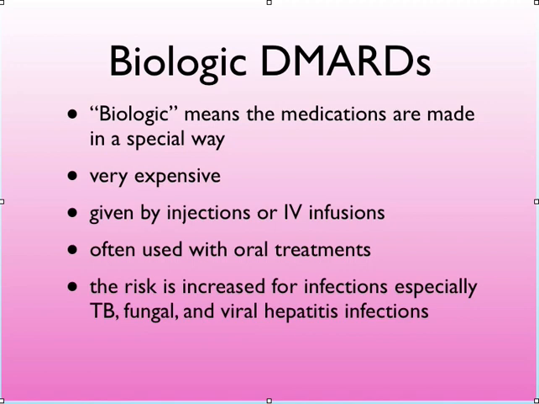Biologic DMARDs are medications that are made in a special way and are very expensive. These average about $20,000 a year to take. They are given by injections or by IV infusions. They are often used with oral treatments, especially methotrexate. But there is a risk for infections, especially unusual infections such as TB, fungus, and viral hepatitis.